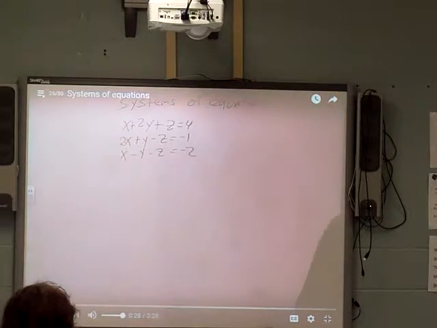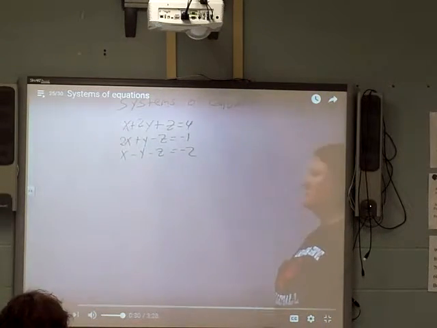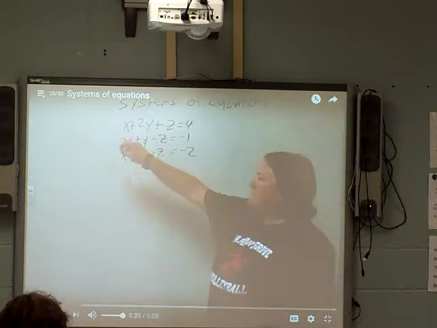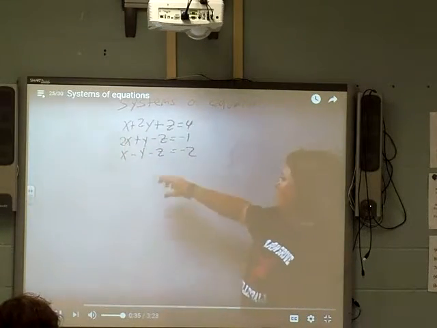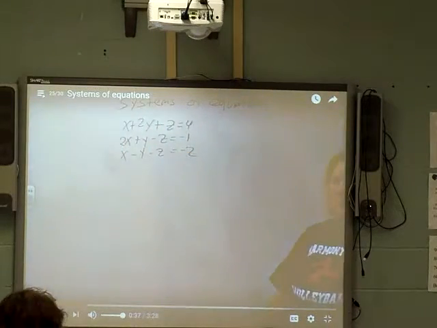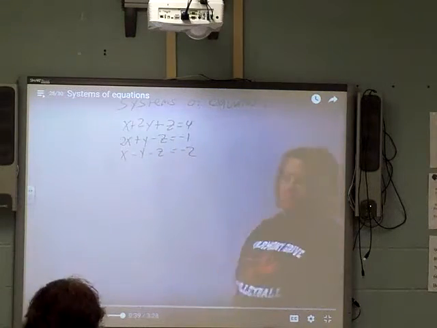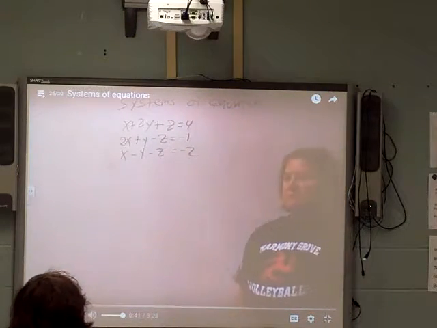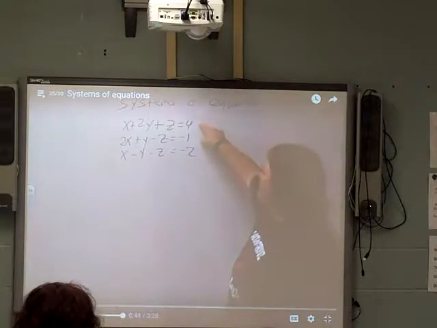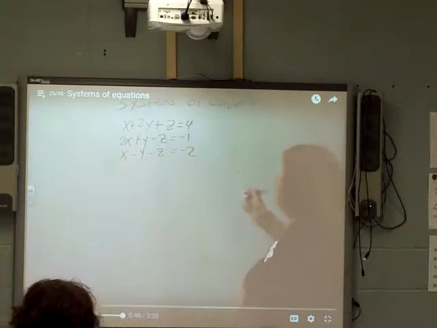Alright, any of these variables would be fairly simple to eliminate. I can make all the x's into 2x's and eliminate those. I can make all the y's into 2y's and eliminate those. But the z's are already ready. They're already all on 1z, so I don't have to make them be anything. So that's what I'm going to eliminate first. I'm going to put these first two equations together and eliminate the z's.